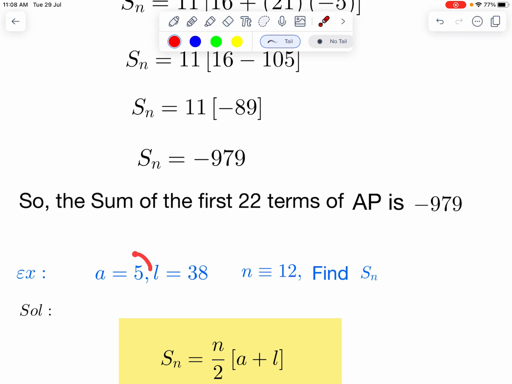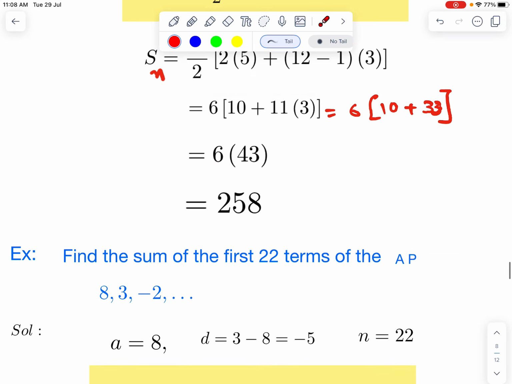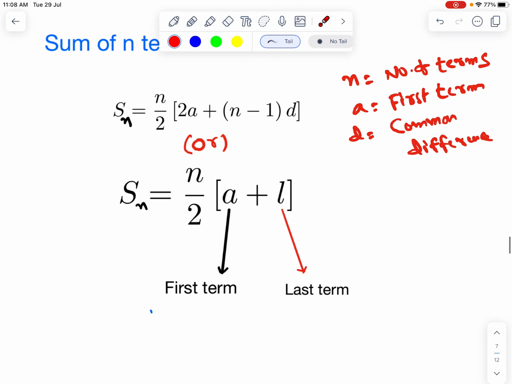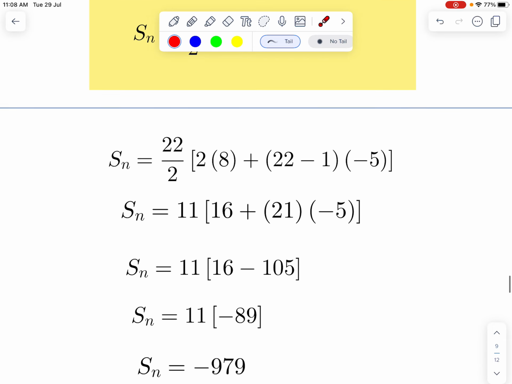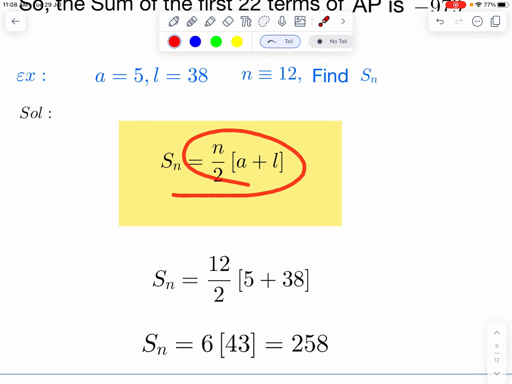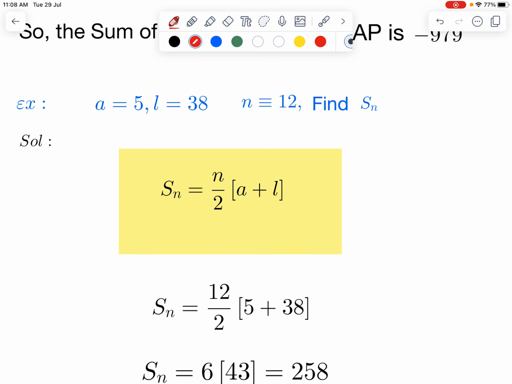And another example: a is equal to 5, l is equal to 38. a is equal to first term 5, last term is equal to 38, n is equal to 12. Then find Sn. Here you can observe the second formula. n given, first term given and last term given. Here we want to find the Sn only. Okay. Then the formula is Sn is equal to n by 2 into a plus l. Here a is equal to first term, l is equal to last term, that is equal to 38. a is equal to 5.